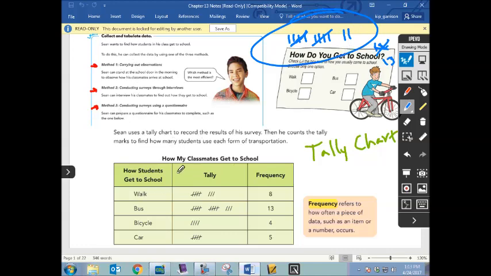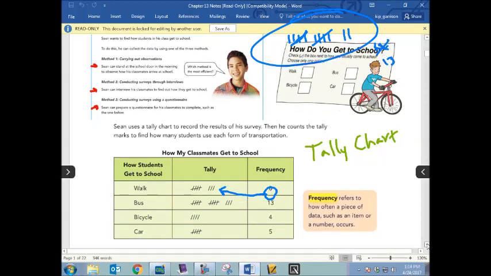However he collected it, whatever method he used doesn't really matter to us. We just know that now he created this tally chart. And we can see that he did 1, 2, 3, 4, 5, 6, 7, 8. So evidently 8 walked. We have 10 or 13 rode the bus, 4 rode their bikes, and then 5 were driven by their parents in their car. Now the frequency refers to how often a piece of data, such as an item or a number, occurs. So the item here would be walk. So this number here is just representing the tally in number form. So as I said, if this seems really, really easy, it's because it is. Okay, so let's go on down to the next one.